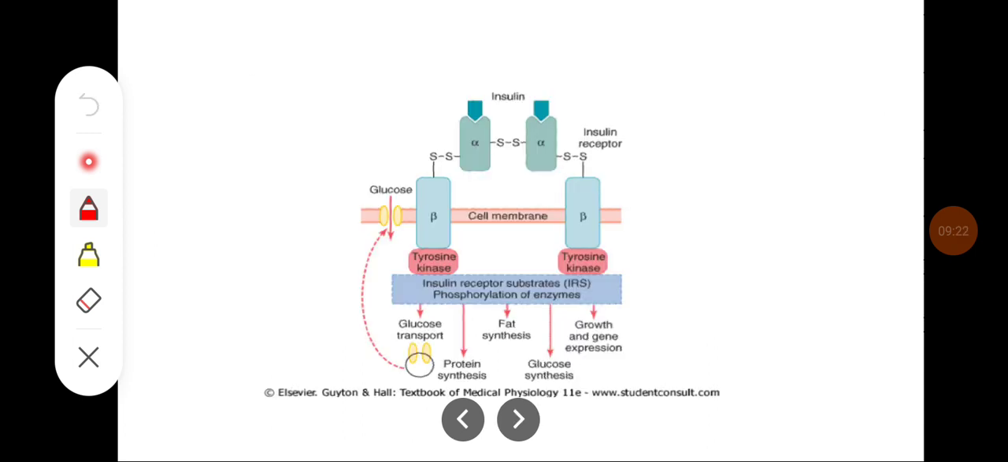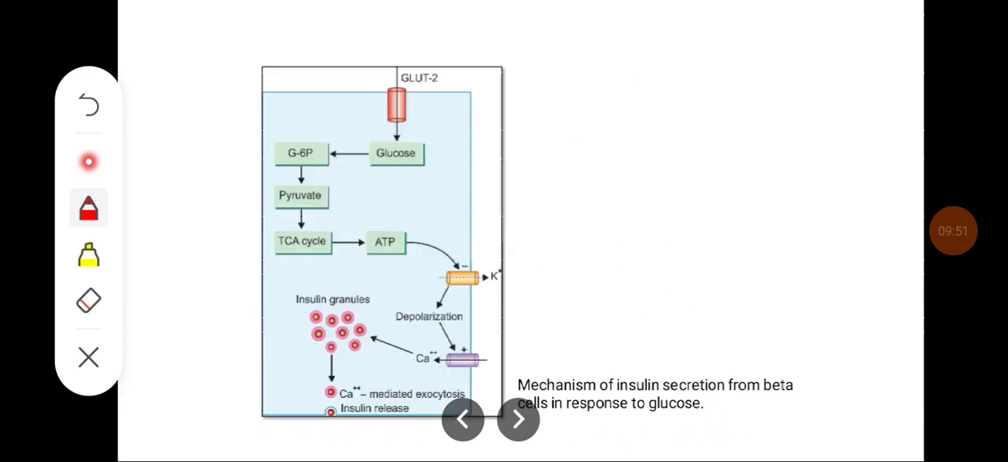So this is a diagram showing the mechanism of action of insulin. Insulin is going to bind to its receptor on the cell membrane, and then it is going to bring changes in the tyrosine kinase, and it is going to affect the protein synthesis, fat synthesis, glucose synthesis, and growth and gene expression.